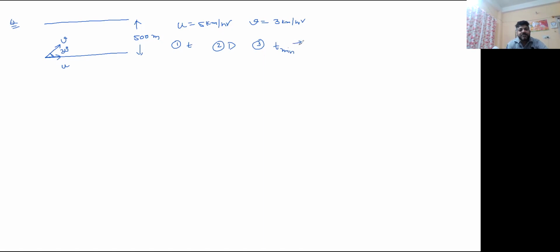Once they ask you T minimum, that means theta is 90 degree, that means you are moving vertically, then and only then your time is minimum. Fourth question is to find the downstream drift D during T minimum. And number five, is there any possibility to reach the exactly opposite shore?